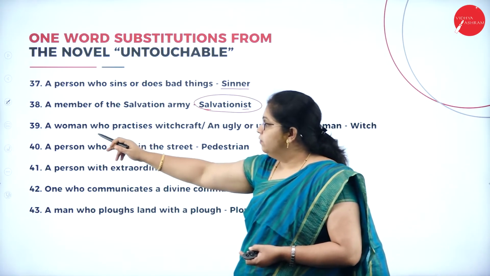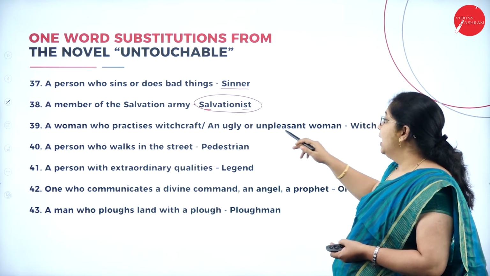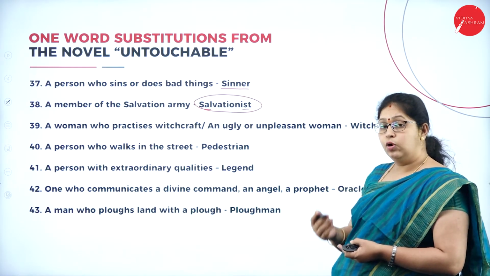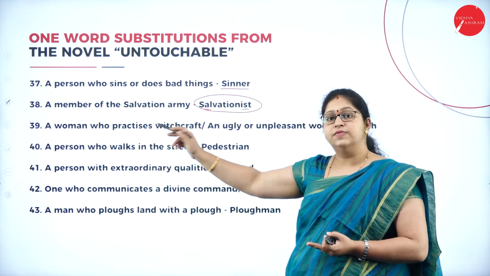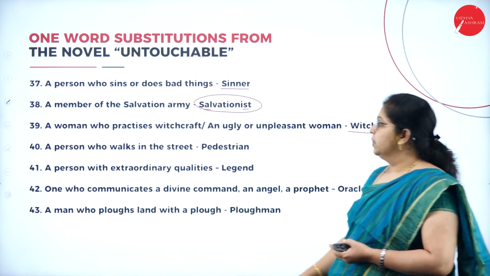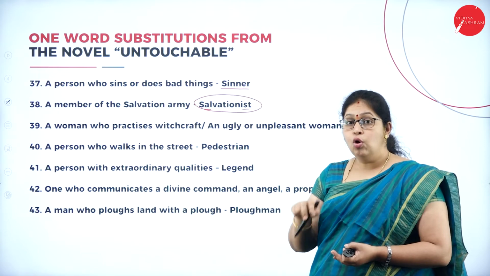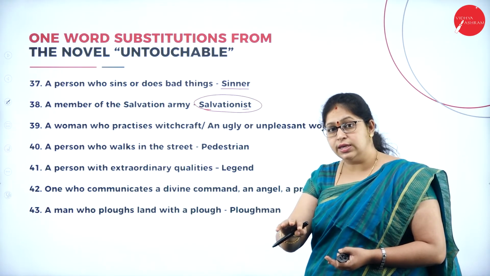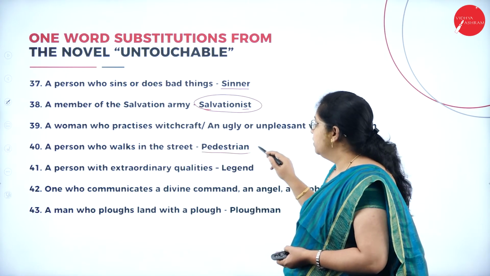Then a woman who practices witchcraft or an ugly or unpleasant woman, both the ugly or unpleasant woman and the one who practices witchcraft are called witch. Okay. Then a person who walks in the street, not using any vehicle, he walks in the street, that person is called pedestrian.